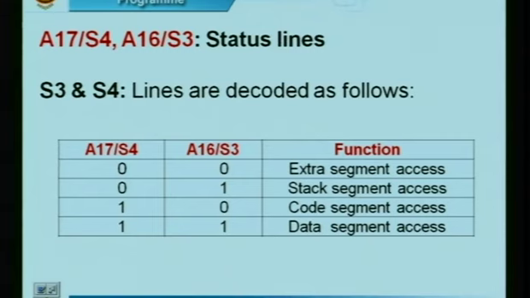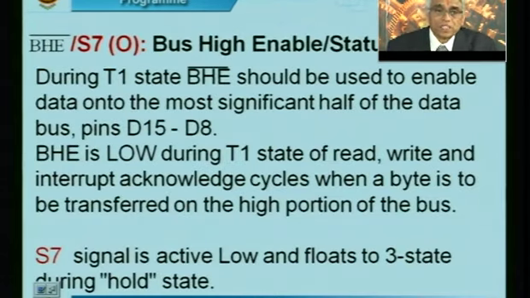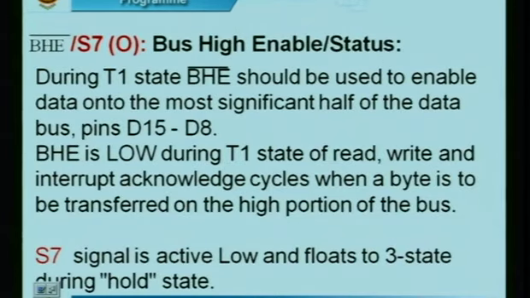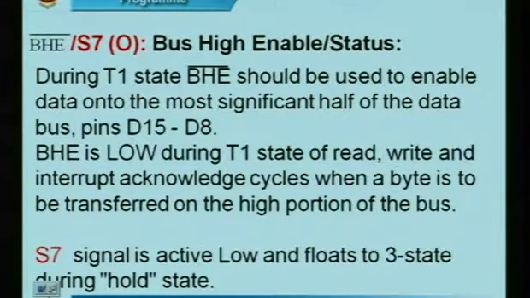It can be other than the code area and the extra segment area where data can be accessed. Now BHE bar and S0. S0 is again a status pin, and we know that BHE bar is being used for certain operations, especially for accessing data from memory locations. We will discuss the operation of BHE bar in greater detail when we talk about interfacing. For the time being, let us say that BHE bar is quite important. It is the complement of the A0 pin to perform the required operation.